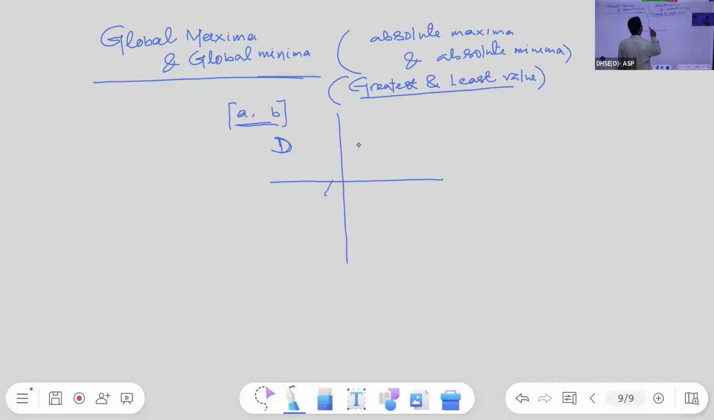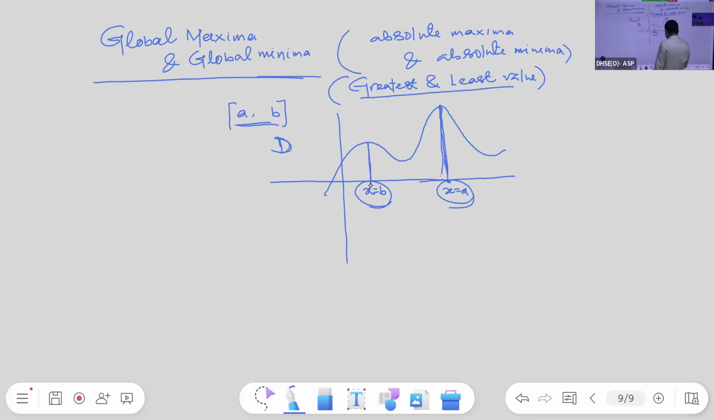Suppose the graph of a function is like this. This is a point of maxima. This is a point of maxima. So in the entire domain of the function, the maximum value is obtained at this point. Suppose this is x is equal to a. X is equal to a is the point of global maximum. Let the other be x is equal to b. X is equal to b is the point of local maximum. Right?